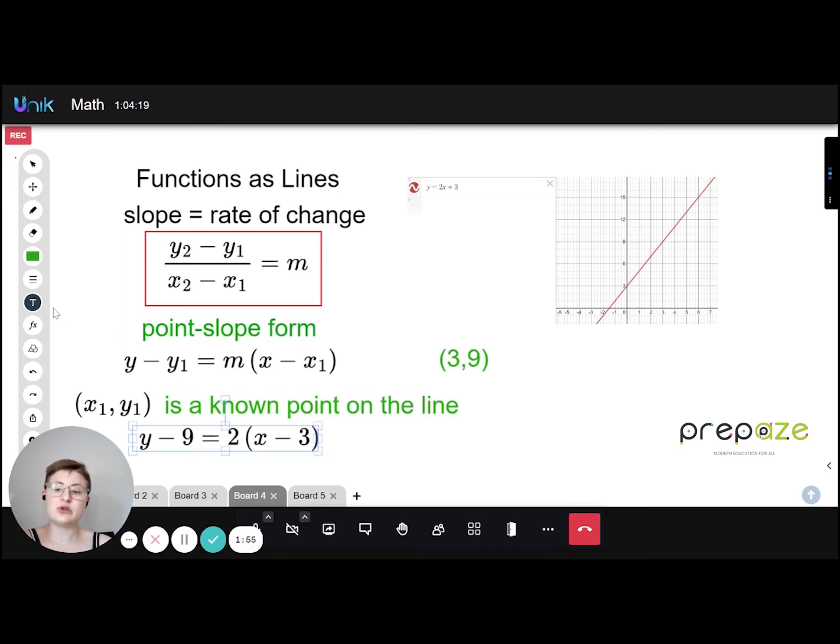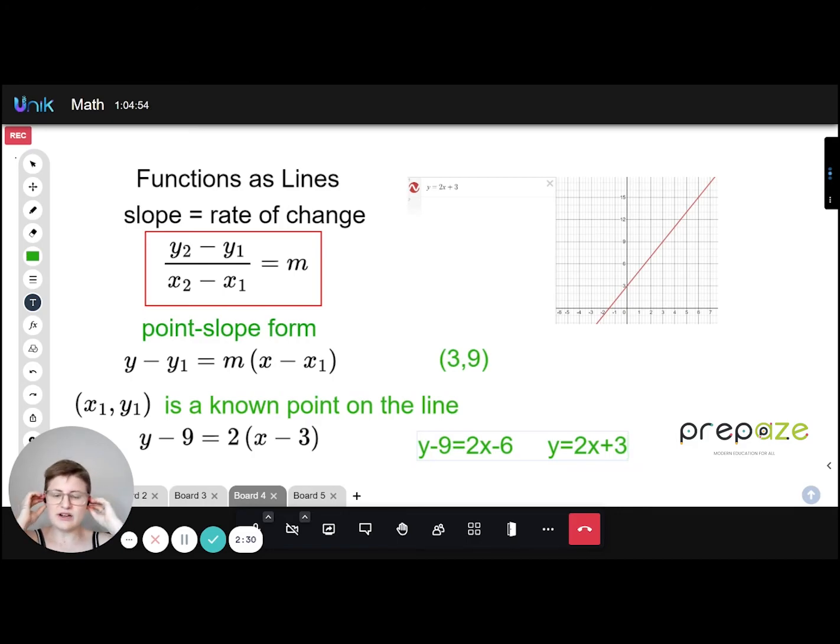Fun fact, if you distribute the values and isolate y in point-slope form, you will still get the slope-intercept form. So let's just do it for fun while we're here. Distributing 2 into the x minus 3, we'll get y minus 9 is equal to 2x minus 6. If we add 9 to both sides to isolate y, y minus 9 plus 9 is y plus 0, or y. 2x minus 6 plus 9 is a positive 3. So y equals 2x plus 3, and we get our slope-intercept form.